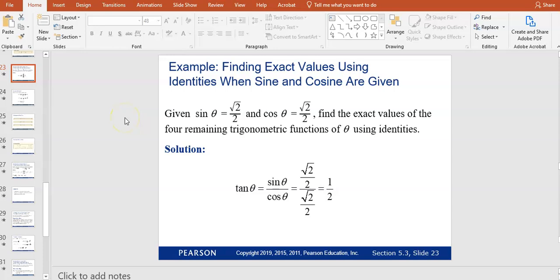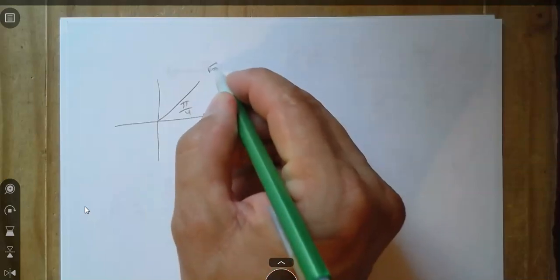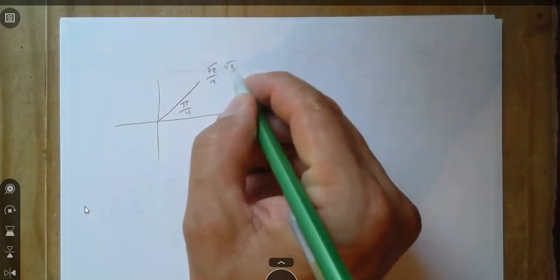Finding some functions. So given sine theta equals root 2 over 2 and cosine is root 2 over 2, find the exact values of the 4 remaining trig functions. Hopefully we know by now that since they're root 2 over 2 and root 2 over 2, it has a denominator of 4. They're both positive, so I know I'm right here at pi over 4, because that's where they're both positive root 2 over 2 and root 2 over 2.